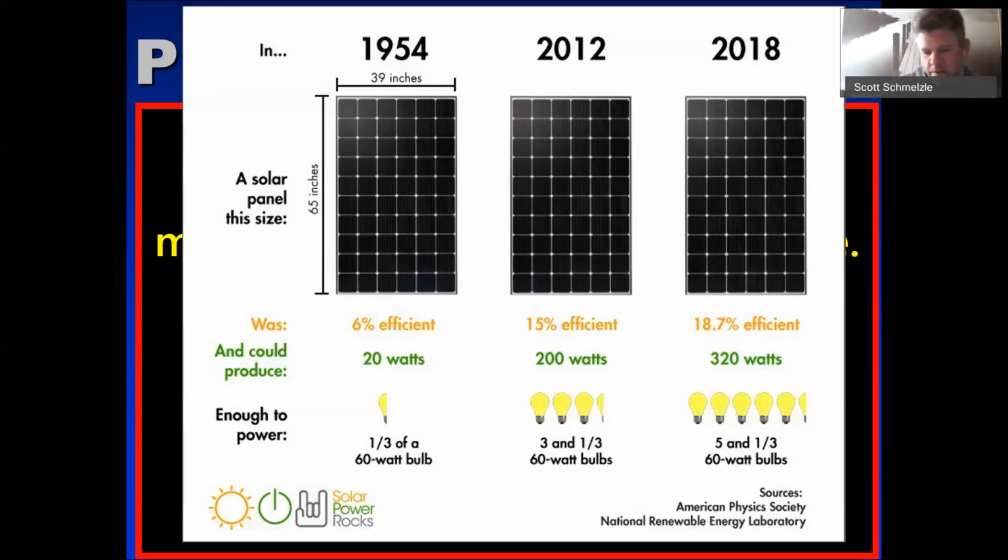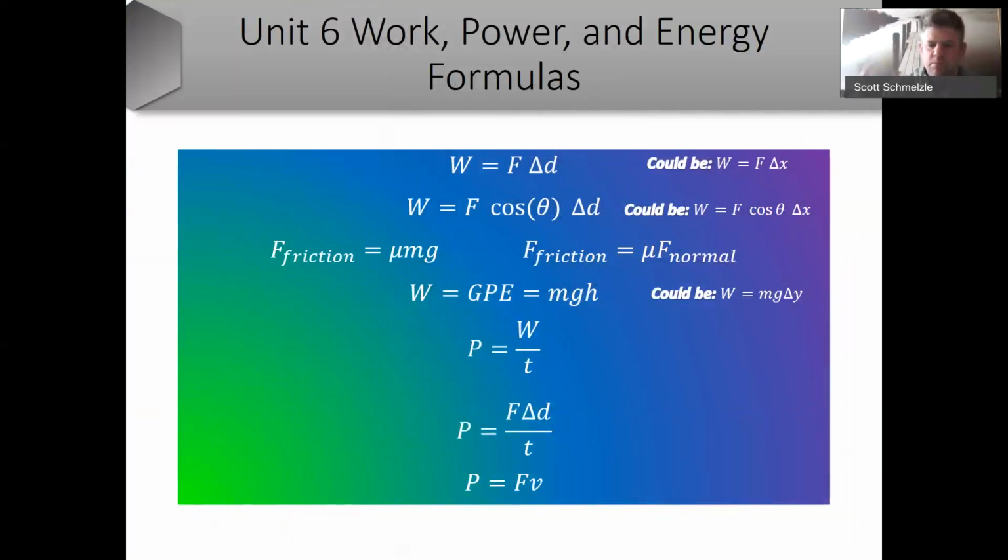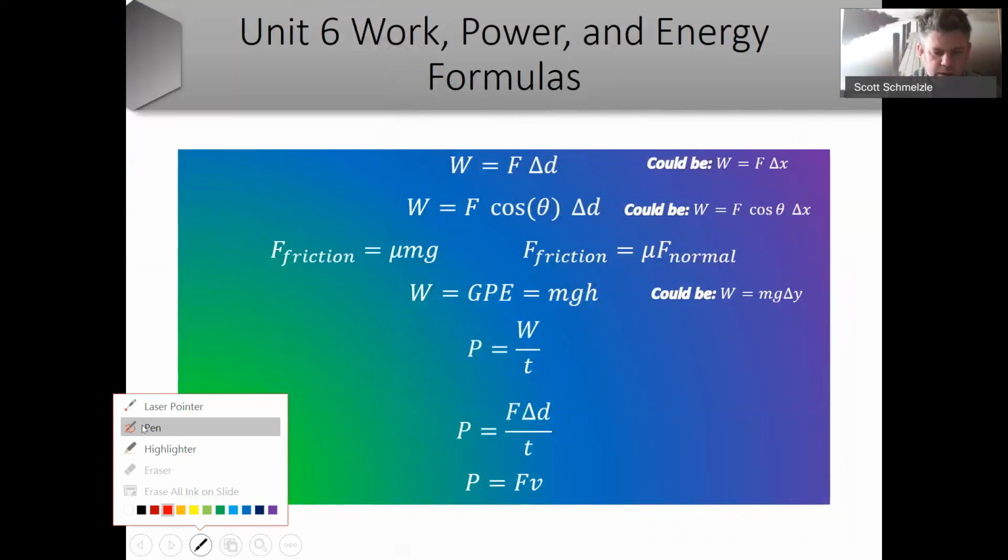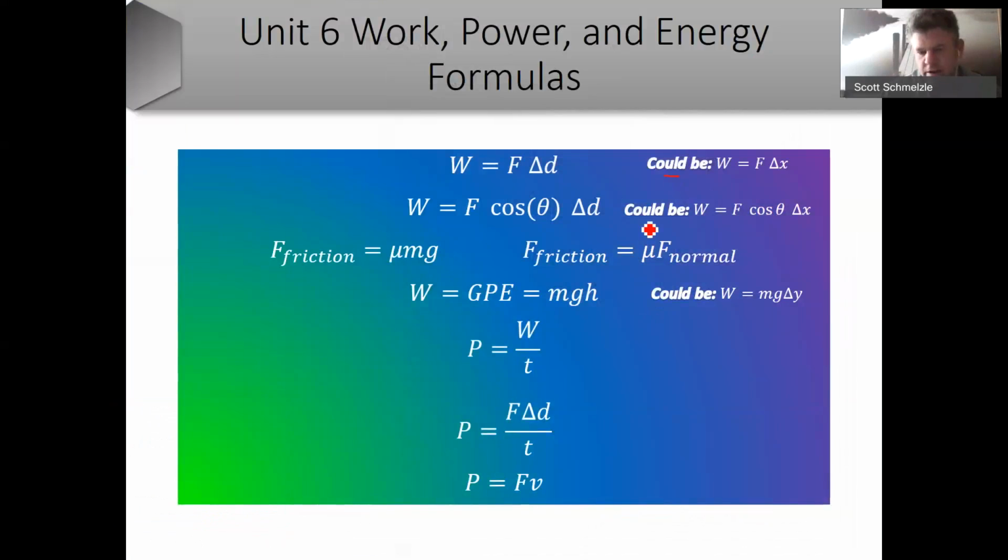All right? So here's our formula list now. If you need to pause this video, write down the bottom three, all right? What you'll notice as well is I have some could be's here, right? What that means is that you could write those differently, meaning you could write work equals force times the change in distance as delta x, right? So on and so forth.